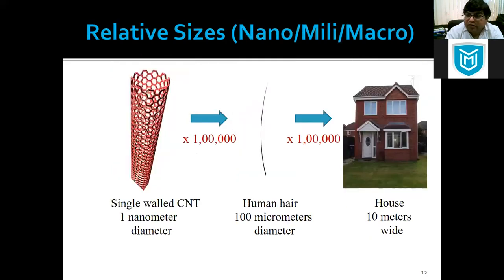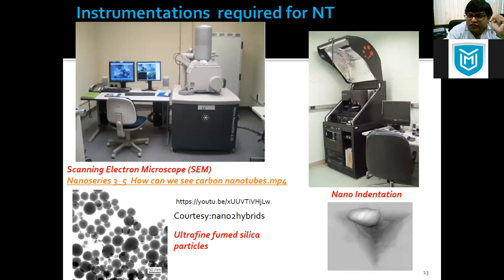Similarly, if we compare carbon nanotube, human hair, and a building, then compared to carbon nanotube, our human hair is almost 10^5 times bigger. And from human hair to our building, it is 10^5 times bigger. So you can imagine at what level we are working. And we will be wondering how this is possible. So there are very sophisticated instruments. So in figure, we have scanning electron microscope and we have a tunneling electron microscope.